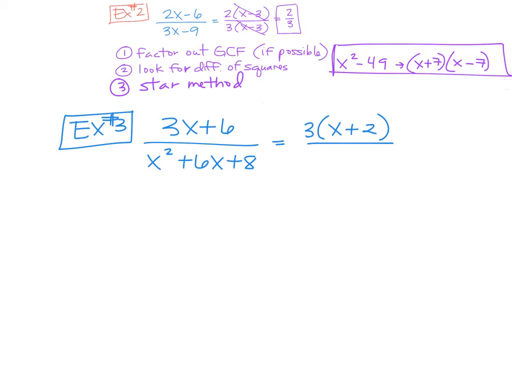Now, a chunk of you might not need star method. You don't have to do star method here. If you can see what this factors as, great. If you don't see it, go ahead and set up star method. Remember with star method, it's a times c on top, b on bottom, and your a's go here, okay? So what can you multiply to get 8, right? 8 times 1. What can you multiply to get 8 that you can add to get 6? 4 and 2, okay? So the way we write it is x plus 4 times x plus 2.